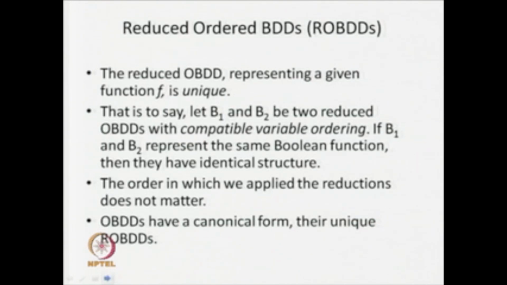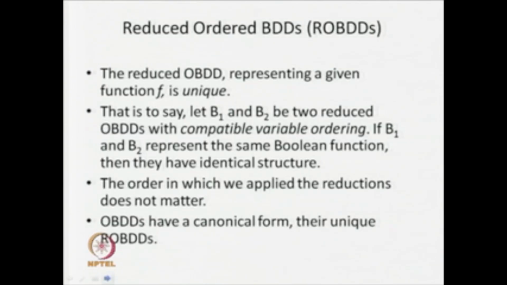Secondly, we have a notion of compatible variable ordering. If you consider two BDDs B1 and B2, and they have the same variable ordering, then we say that they have compatible variable ordering. And if these two BDDs, B1 and B2, have compatible variable ordering and they represent the same Boolean function, then their structure is the same. You see that we get a unique representation with a particular variable ordering. So, if two BDDs have compatible variable ordering, and secondly, they represent the same Boolean function, then these two BDDs will be identical.